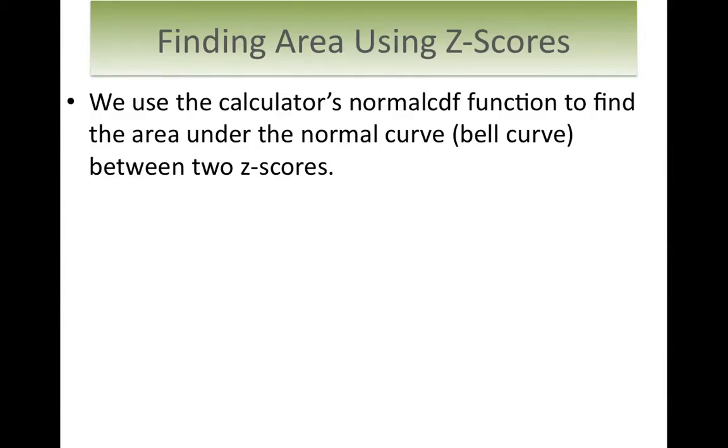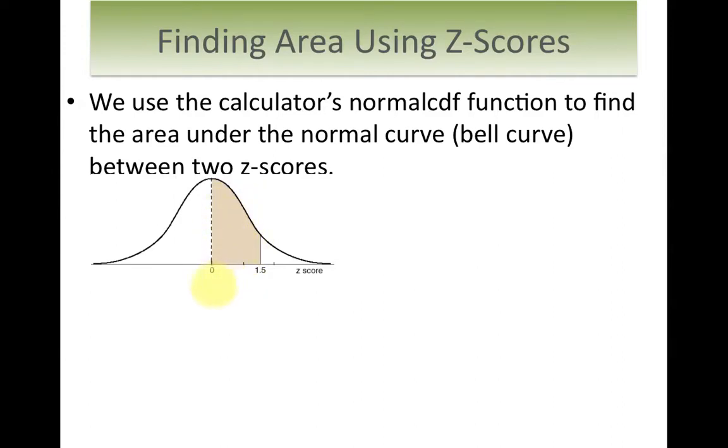We use the calculator's normal CDF function to find the area under the normal curve, which is the bell curve, between two Z-scores. So this is our bell curve, and hypothetically we're looking at a situation where we have a z-score of 0 and a z-score of 1.5. The area between a z-score of 0 and a z-score of 1.5 is this shaded portion right here.